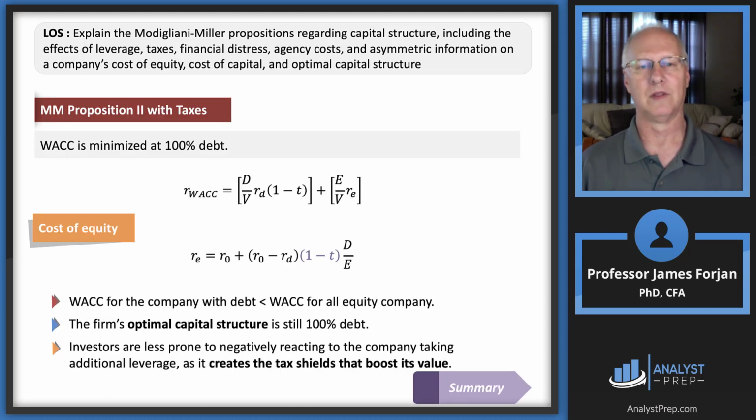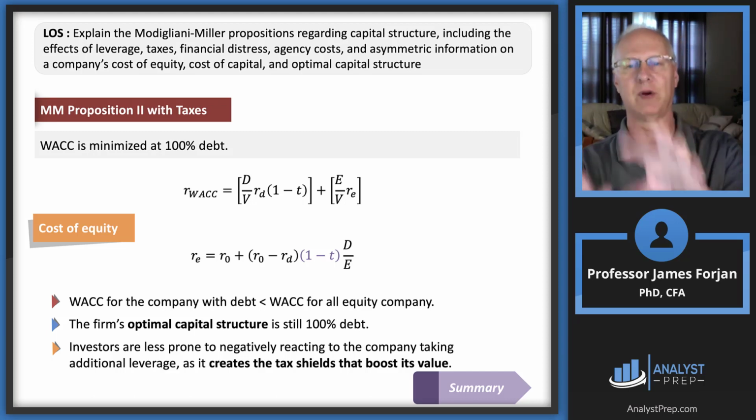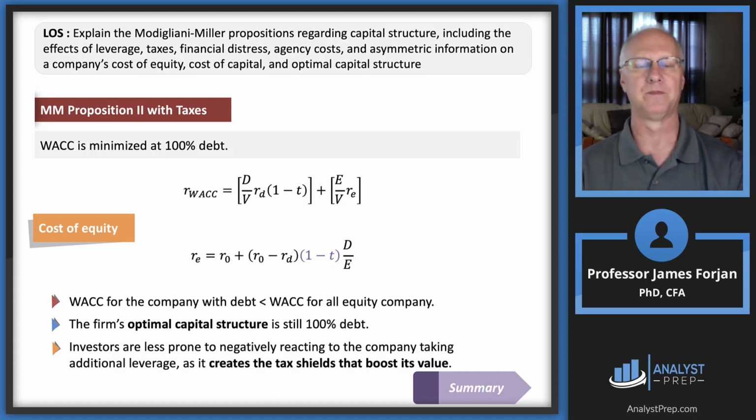Now, the one adjustment for Proposition 2, which is our equation for weighted average cost of capital and the cost of equity, is just to throw the 1 minus the tax rate in there. And you can prove that, since debt financing is cheaper than equity financing.